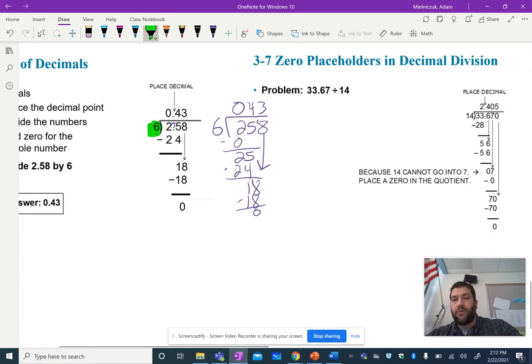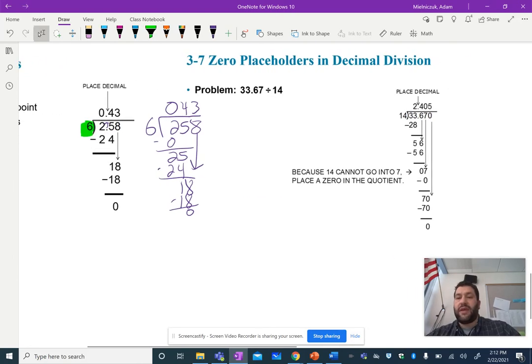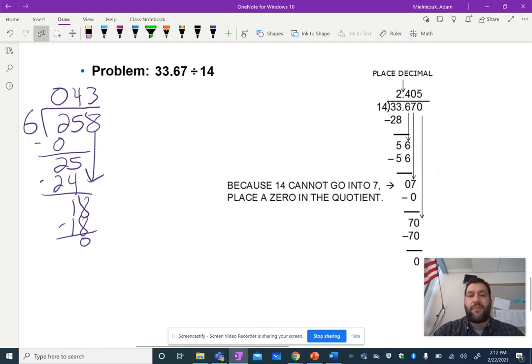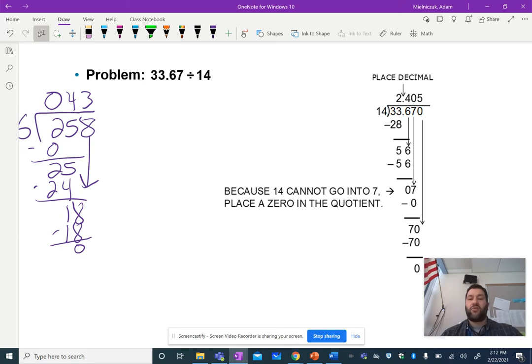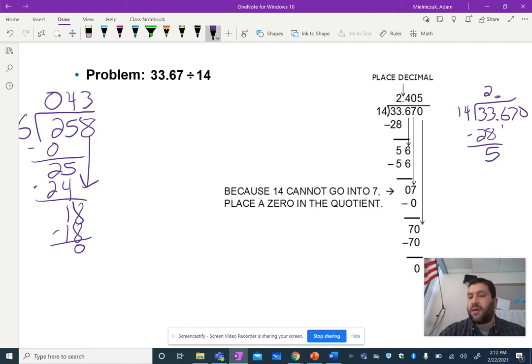Okay, remember, 0 placeholders in decimal division. So if we had a problem such as 33.67 divided by 14, okay, we'd set it up. I know the work's right there, but I just like to do the work as well. Decimal goes straight up. 14 goes into 33 twice. We multiply. We subtract. We bring down. 14 goes into 56 4 times. We subtract. We bring down.